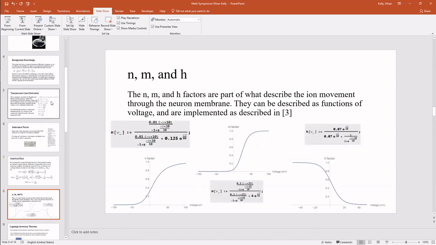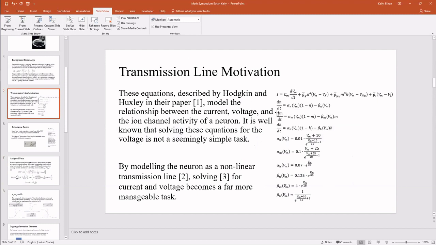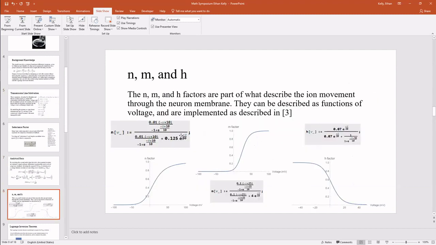So back to those N, M, and H factors. As I mentioned, those are used to model the ion movement to find the current and voltage. So we have N, M, and H. You can see the graphs and you can see the functions. Now, if you're observant, real quick with math, you might be able to see that something's a bit fishy at certain points with these graphs. For example, at v equals 10 here, you get 0, e to the 0, -1 + 1. That gives you 0. You get an indeterminate form here, basically.